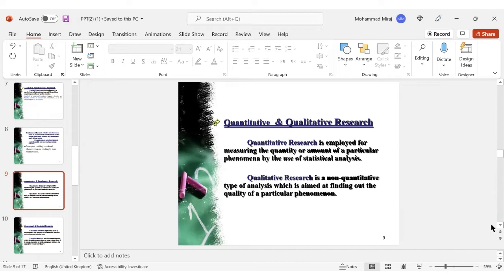So quantitative research is employed for measuring the quantity of a particular phenomenon by the use of statistical analysis, whereas qualitative research is non-quantitative, because it talks about quality, for example satisfaction or motivation. If I ask why people don't do exercise, some people will say they are lazy. Then how many percent of people are lazy, and why don't they want to do any exercise? So we try to understand the basic problem and suggest solutions for it. This is the difference between qualitative and quantitative research.